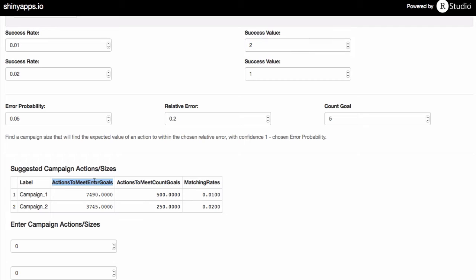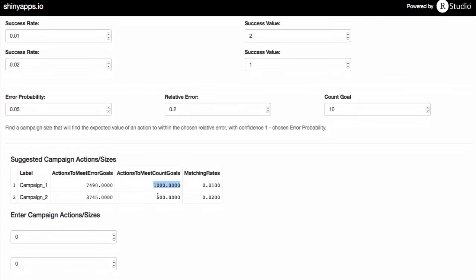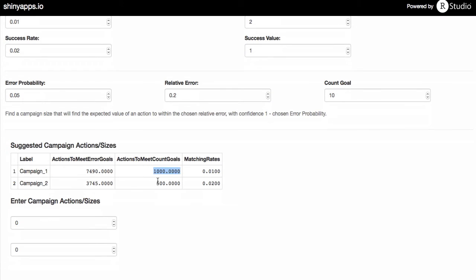Because the actions to meet error goals, which is the thing in this system that is closest to traditional power and significance test design, is often too expensive, we also supply the actions to meet count goals. Count goal is entered here. It can be 5 or 10. 10 is probably a very good number. And it just takes your success rate and divides through to figure out how many actions it would have to do at the given success rate to expect 10 successes. And you see these numbers are smaller, 1,000 and 500.